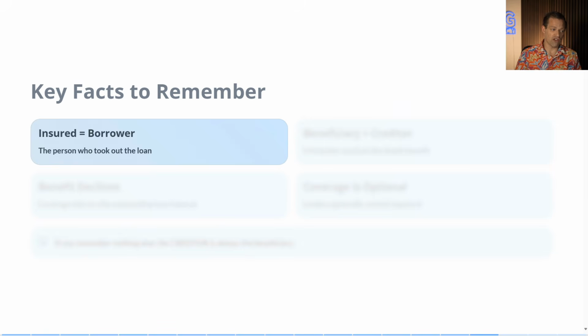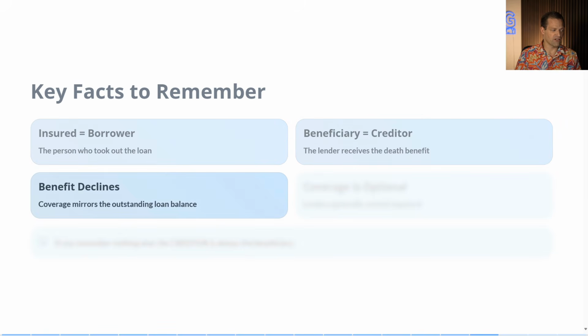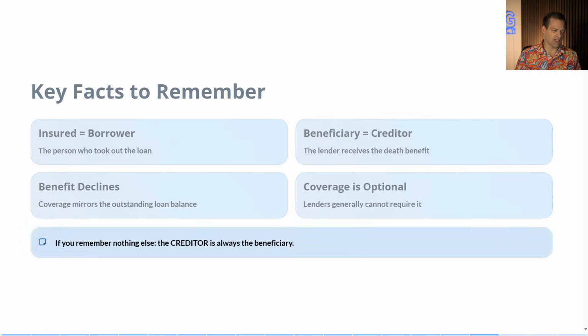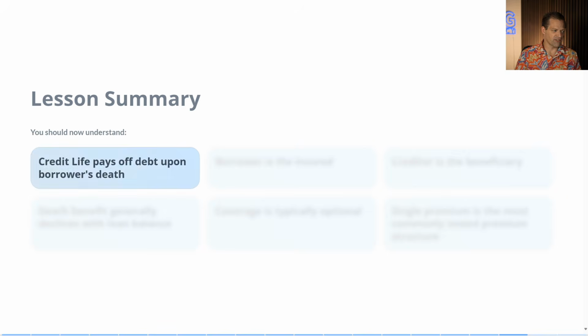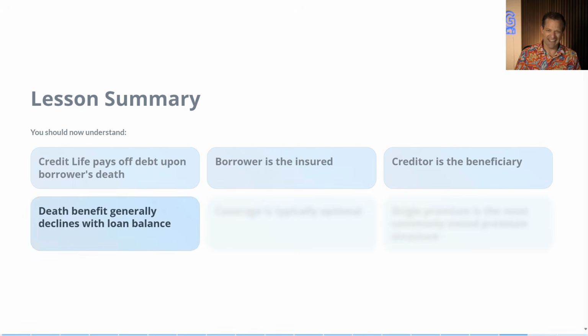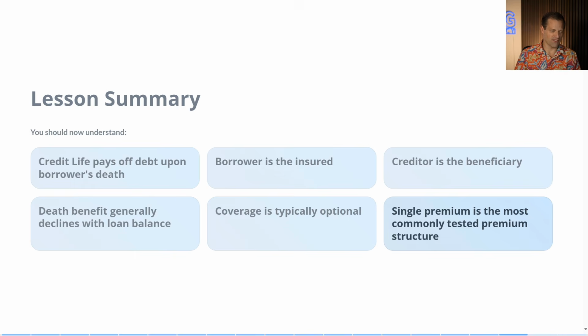So remember, the insured is the borrower. The beneficiary is the creditor. The benefit declines, and the coverage is optional. Okay. So that's the lesson summary, basically everything we just said. Want to make sure you remember this.